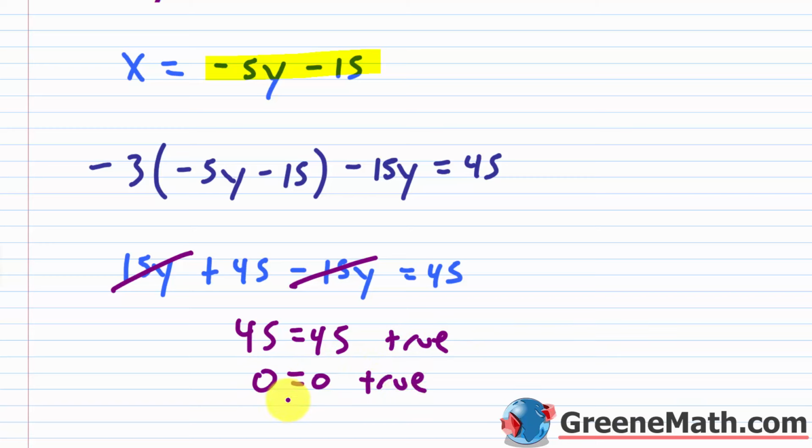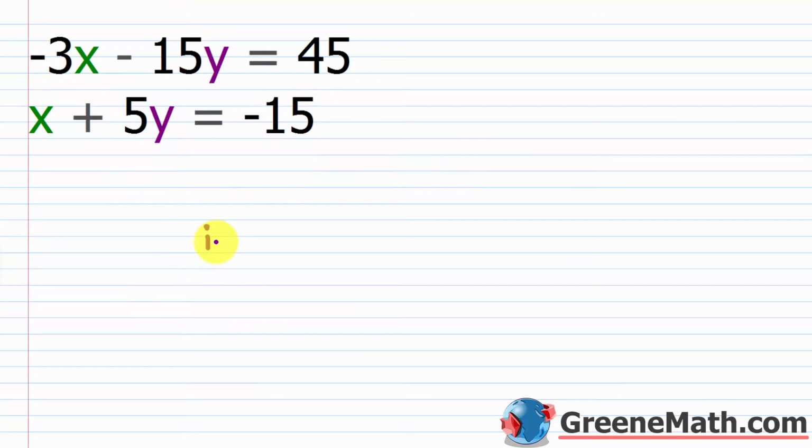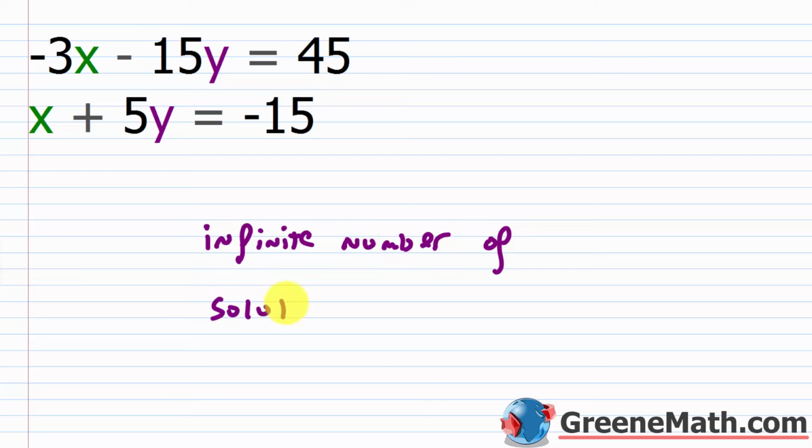So when this scenario occurs, whether you're doing substitution or elimination, I'll let you do that on your own if you want to try it that way, you just end up with a true statement. So that's how you know you have an infinite number of solutions. And I'll just write this out real quick, and I'll say there's an infinite number of solutions. Okay, so that would be our answer for this type of problem.